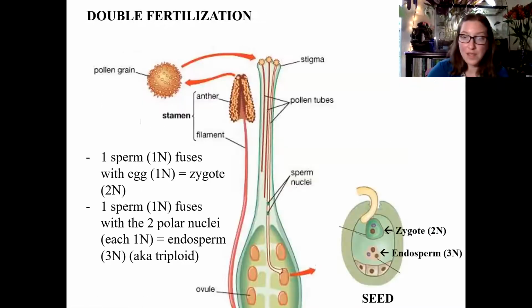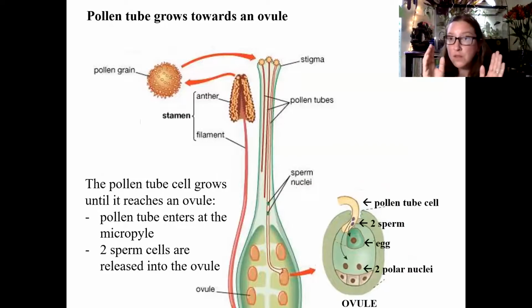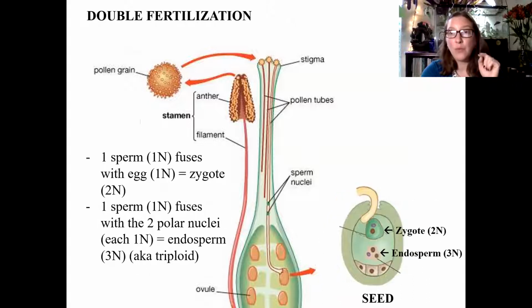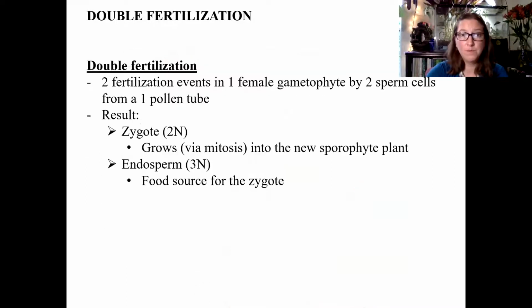So, by the way, you have 2 sperm. 1 sperm is going to fuse with an egg. 1 sperm is going to fuse with the polar nuclei. So you have 2 fusion events involving sperm inside of 1 ovule, and we call that double fertilization. Double fertilization, because you have 1 sperm fusing with an egg to make a zygote and 1 sperm fusing with the polar nuclei to make that endosperm, which is 3N.